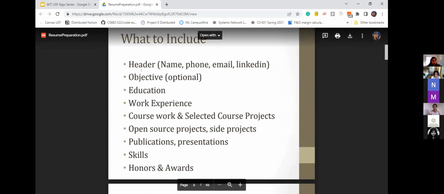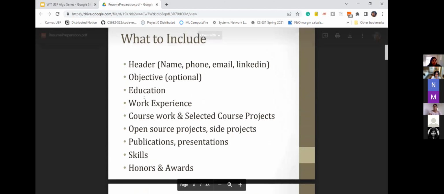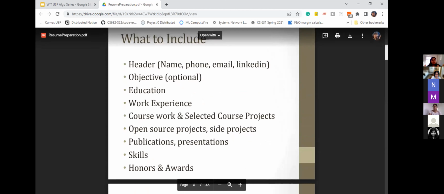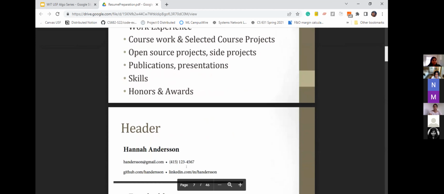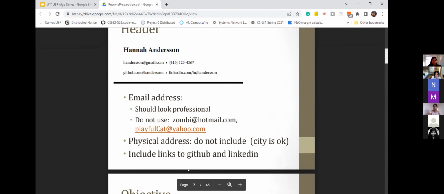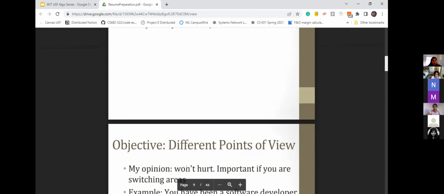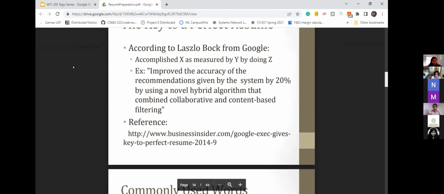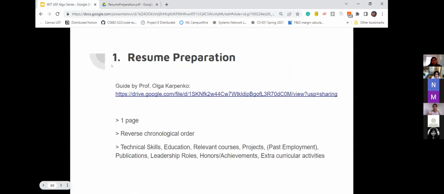And then you include things like your header, education. So these are the different topics. So yeah, the resume creation is one part of it, where it's a huge topic to go into detail in 1 hour. But since we are covering the breadth, I'm just sharing this link and feel free to go through this presentation. And maybe we can organize a talk with Professor Olga where she can guide you on the details of how to create it.